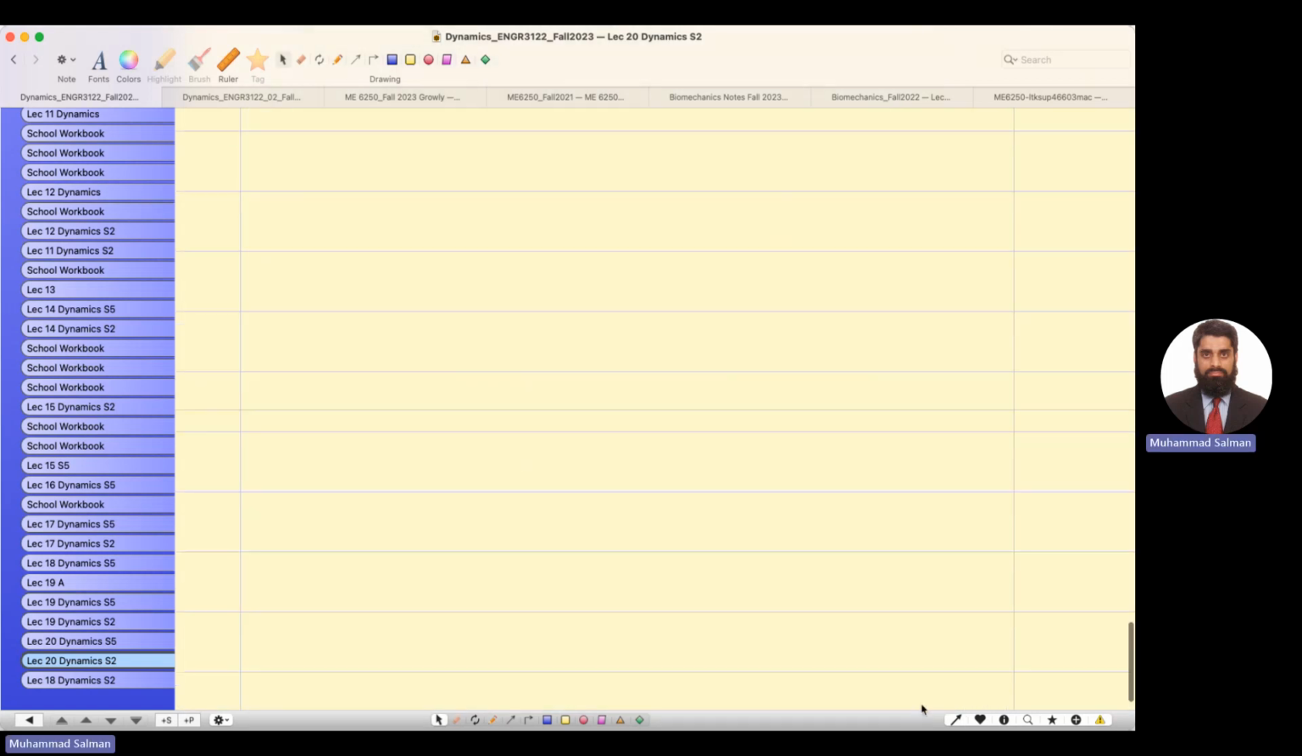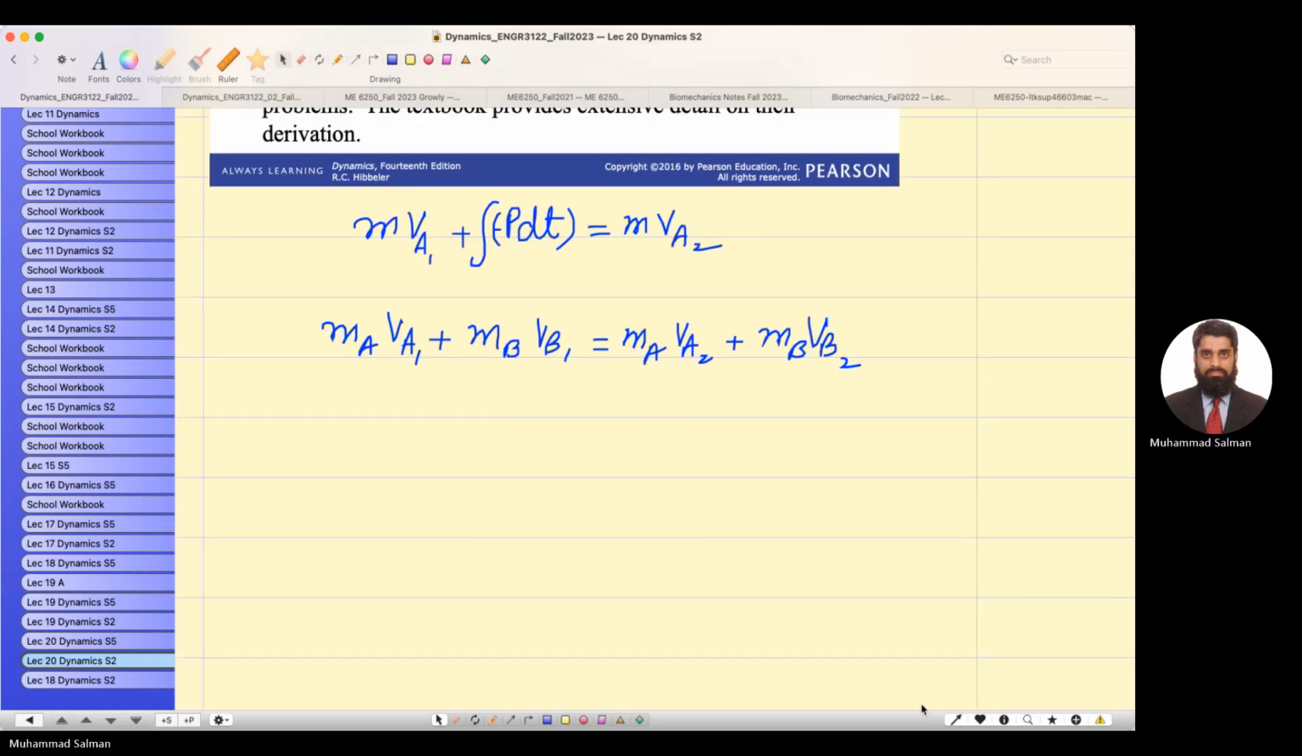And this is applicable only for the line of impact. The velocities are for the line of impact. In this case, it is x, or I can write down line of impact. You will consider the velocities along the line of impact. But there is another formula, momentum conservation.